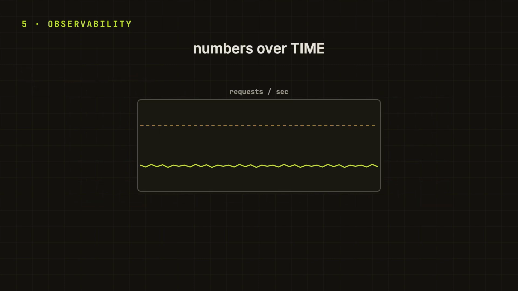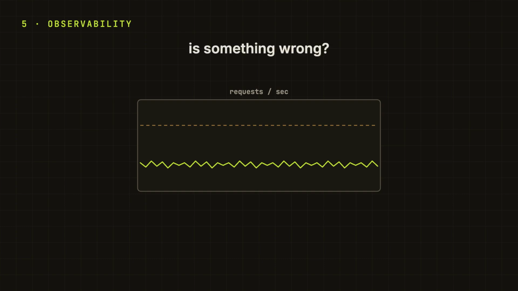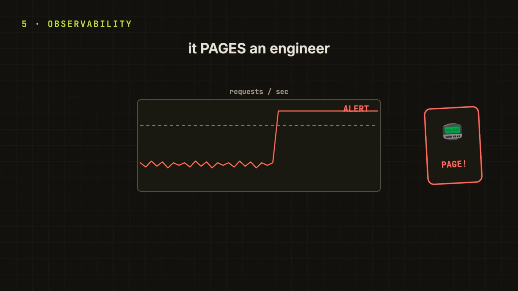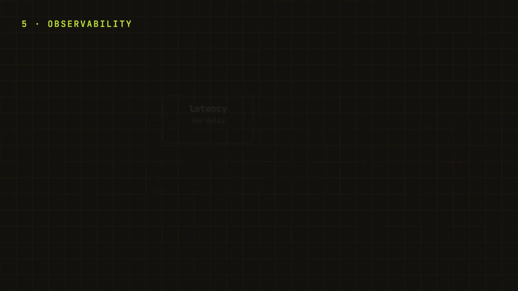The first pillar is metrics. Metrics are just numbers over time. Requests per second, error rate, average response time, CPU usage. They answer the question, is something wrong? You put them on dashboards and you set alerts. So if the error rate suddenly spikes, the system automatically pages an engineer. There is a well known set to remember called the golden signals.